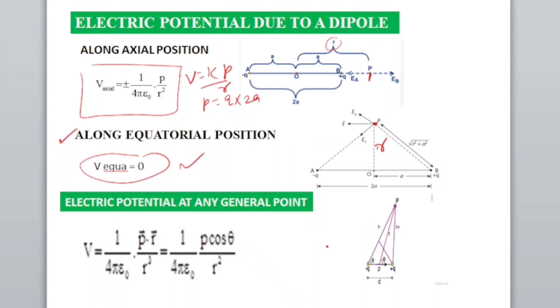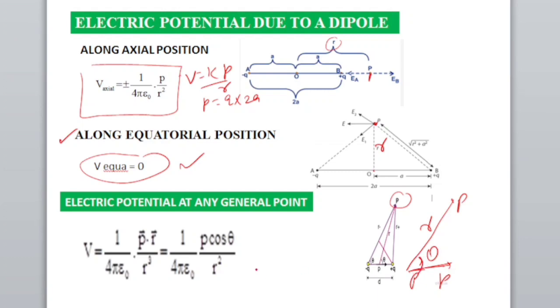Now, the electric potential at any general point. Suppose this is the dipole, minus Q and plus Q. You have to find the potential at this point P. And you know the direction of the dipole moment is from negative to positive charge. So this is the direction of the dipole moment. Suppose you have to find the electric potential at this point P, which makes angle theta with the dipole moment, right? And suppose the distance from this point is r.